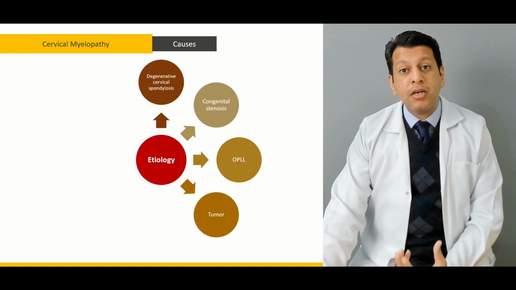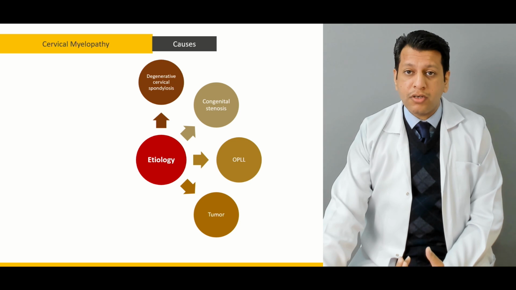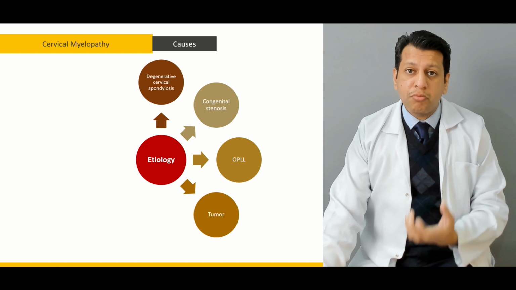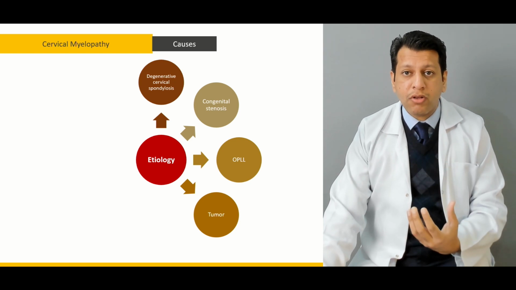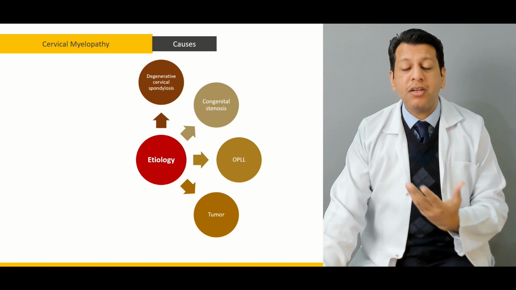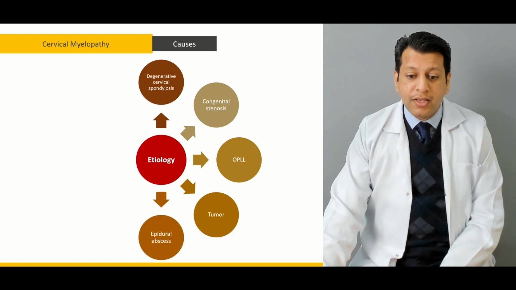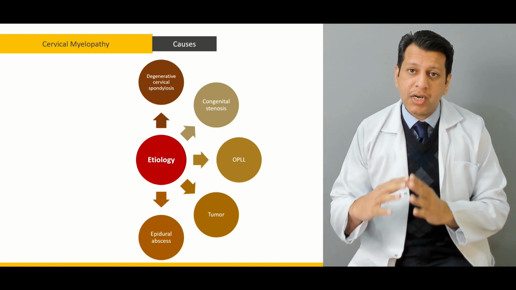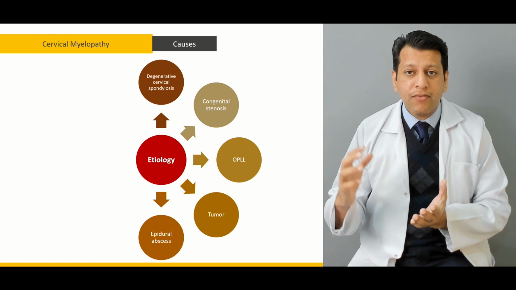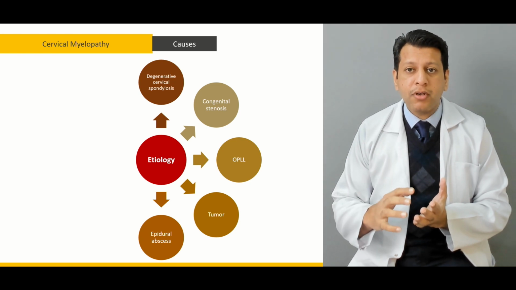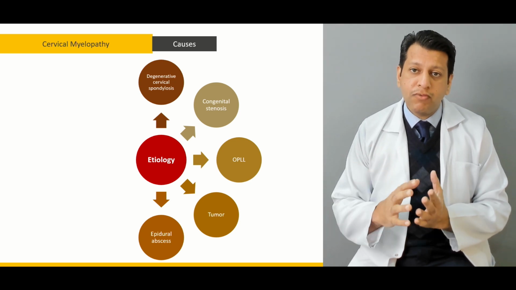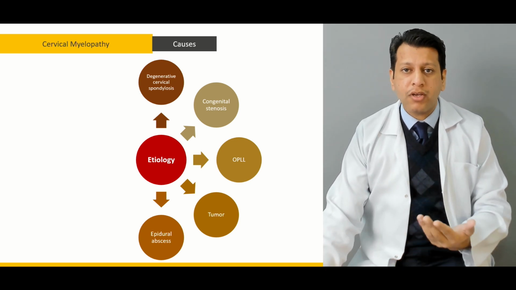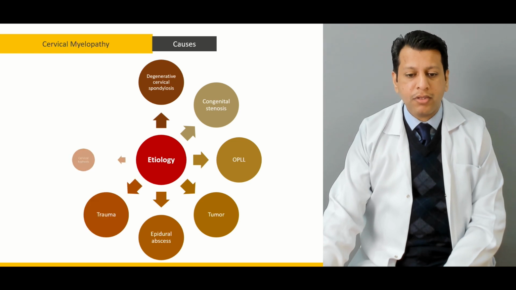Then there could be a mass, a tumor. For example, if there is a mass present inside the spinal cord, it may grow and compress the spinal cord, leading to a stenotic type of pattern and eventually myelopathy. Then there could be an epidural abscess. As in the previous diagram, you have seen the dura mater covering the spinal cord. If an epidural abscess is compressing from outside, this may eventually lead to stenosis of the spinal cord, and symptoms of cervical myelopathy may come up.